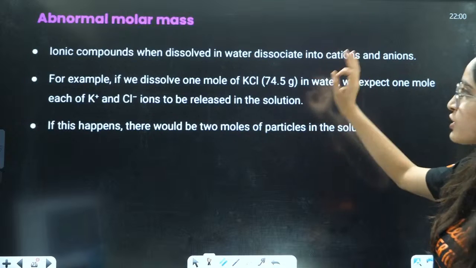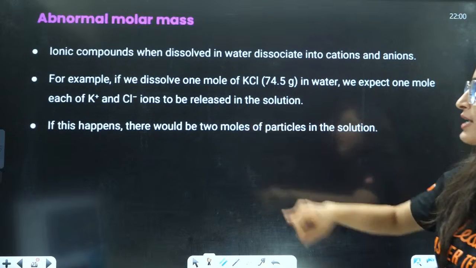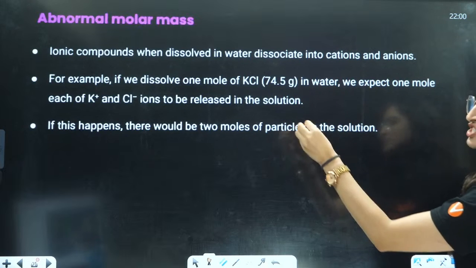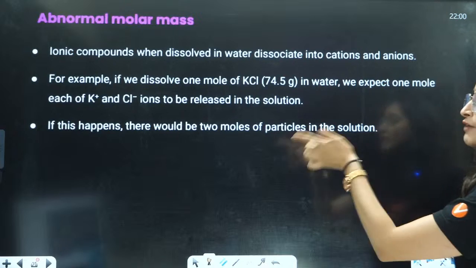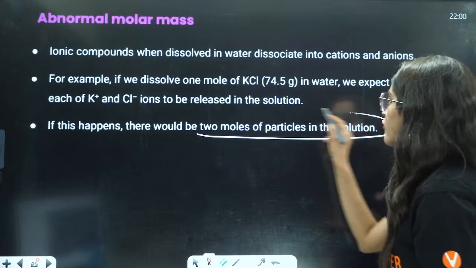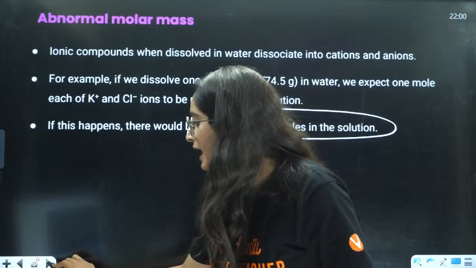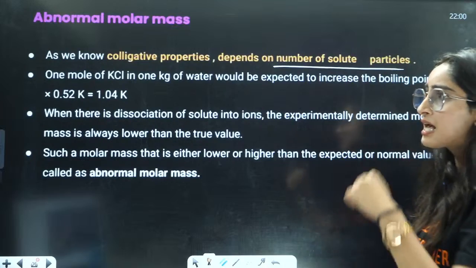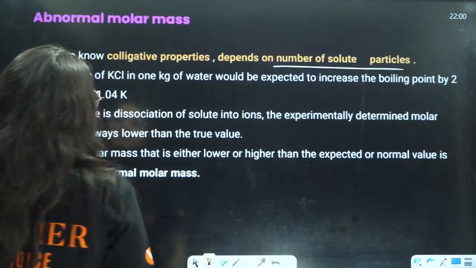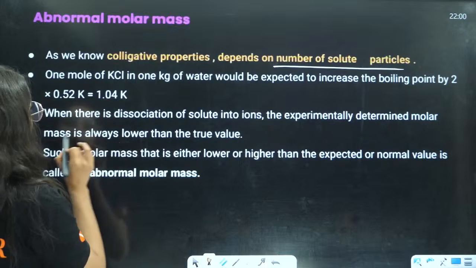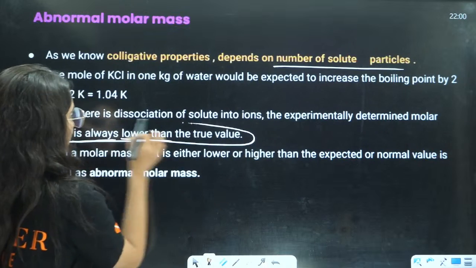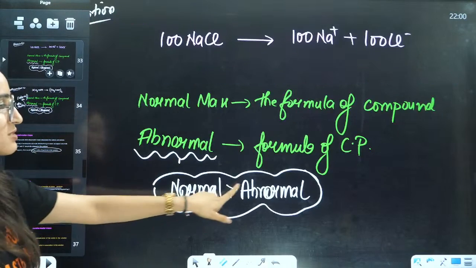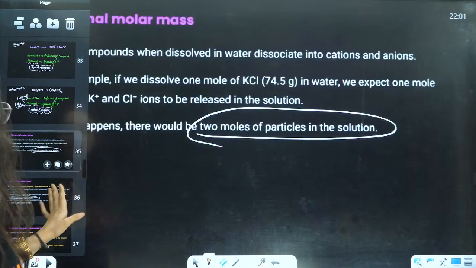Ionic compounds, when dissolved in water, dissociate. For example, if we dissolve 1 mole of KCl, we expect 1 mole each of K positive and Cl negative. That will be 2 moles of particles. We know colligative property depends on the number of solute particles, so the property will also change. When there is dissociation, the experimentally determined molecular mass is always lower than the true value. I told you this, no? That your normal mass is greater than abnormal.